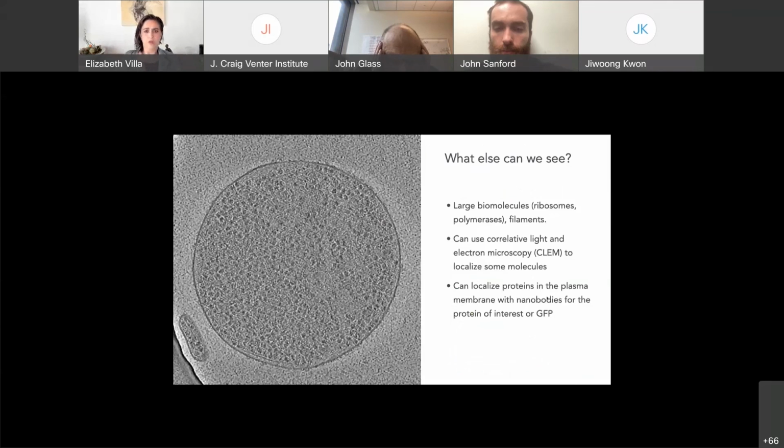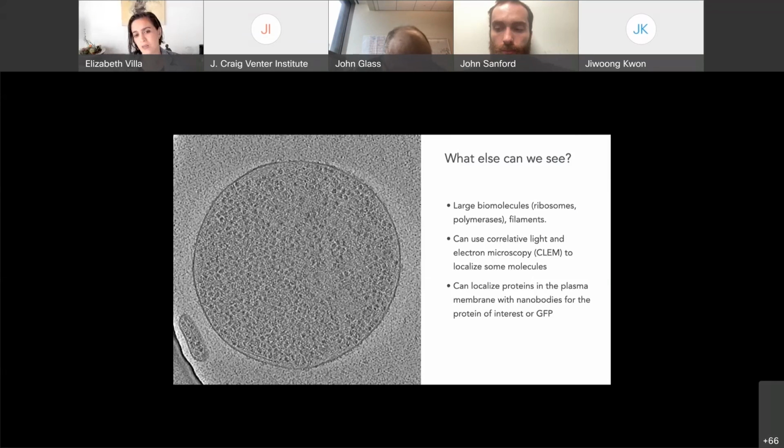So obviously that's just the beginning, and there's a lot more that can be gained from cryo-electron tomography. Right off the bat, in a relatively automated way, you can get large biomolecules, ribosomes, as I just explained, but also polymerases. Hopefully over here in the bottom left, I don't know if you can see my cursor, you can see a little filament trailing the membrane. These are very straightforward and visible things to do.